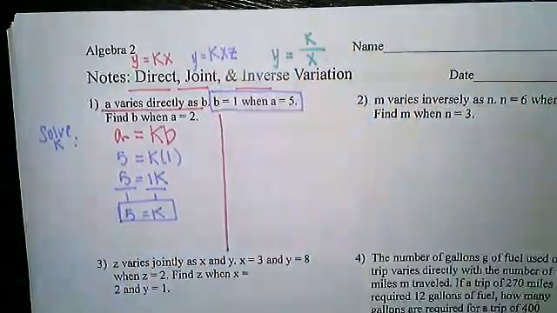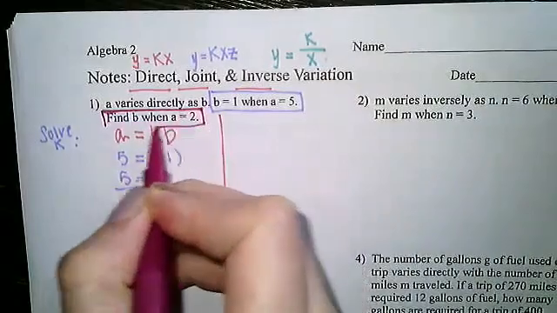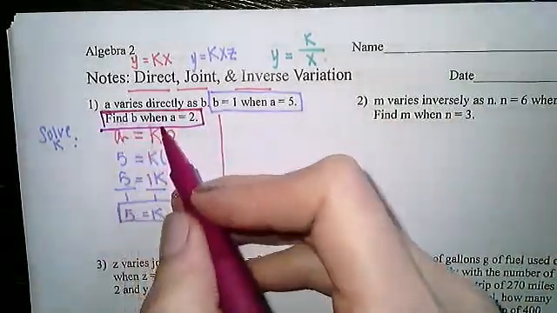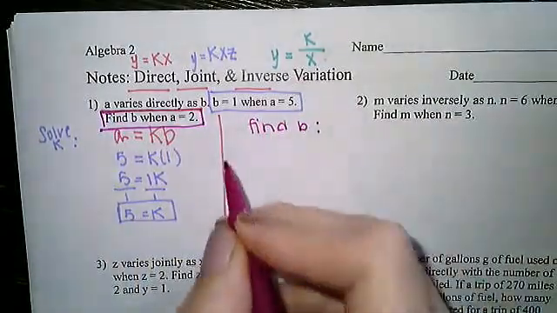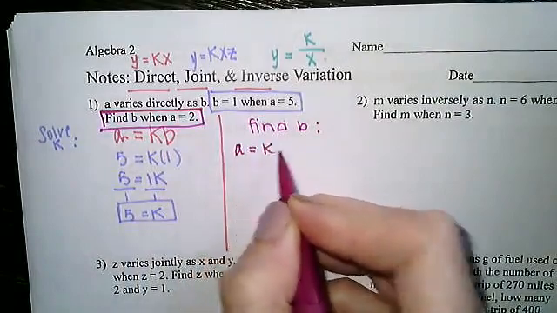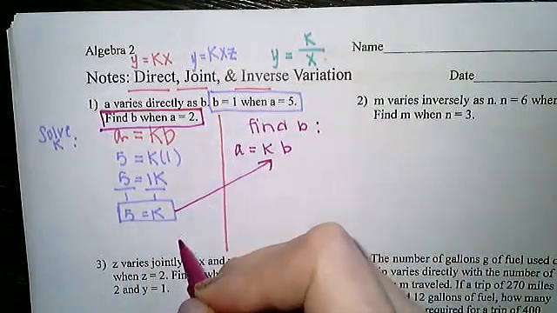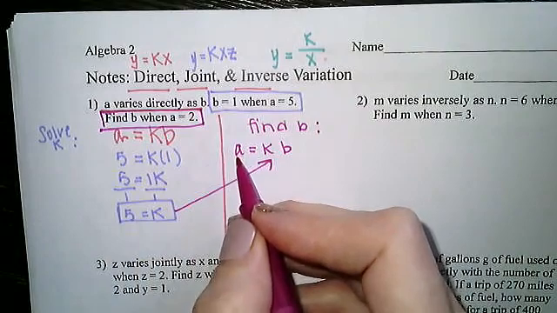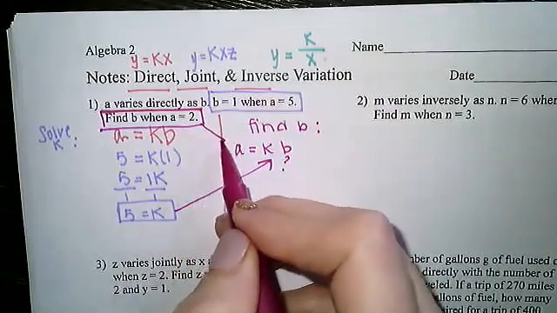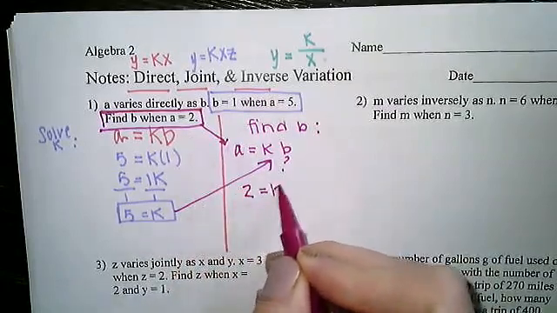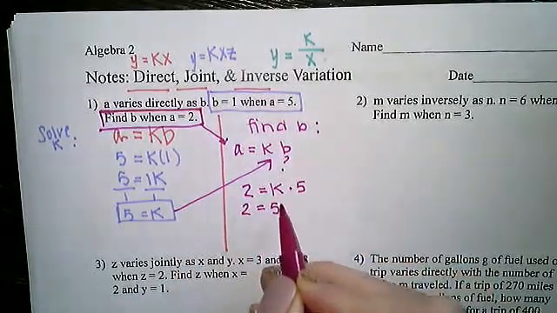So our constant of variation is 5. And then for our second step, we're going to take whatever information is given to us in the second part, and we're going to find whatever letter they want us to find. So they're asking us to find B. So we use our same formula, but this time we know our K, but we don't know our B, and we know our A is 2. So 2 equals k times 5, which is 2 equals 5k.